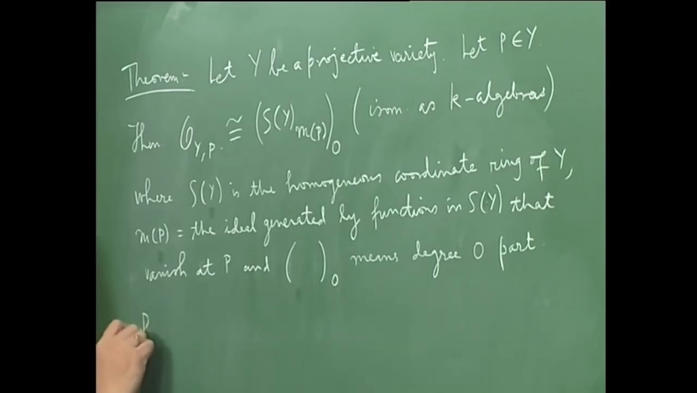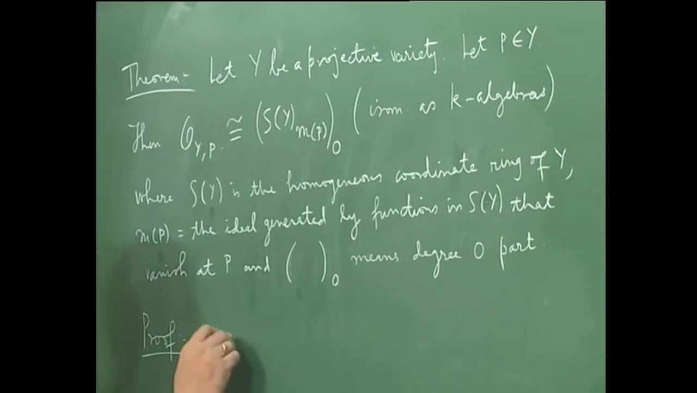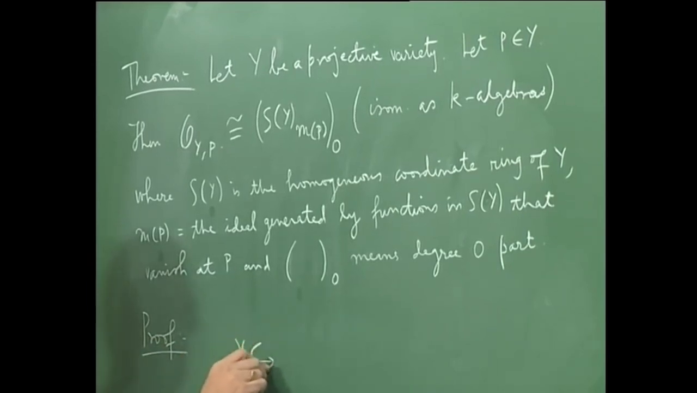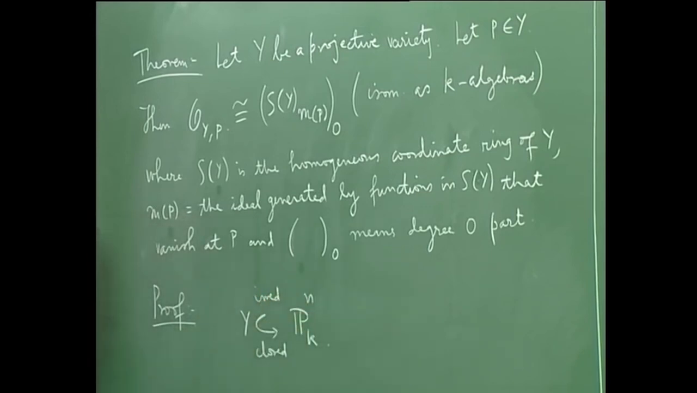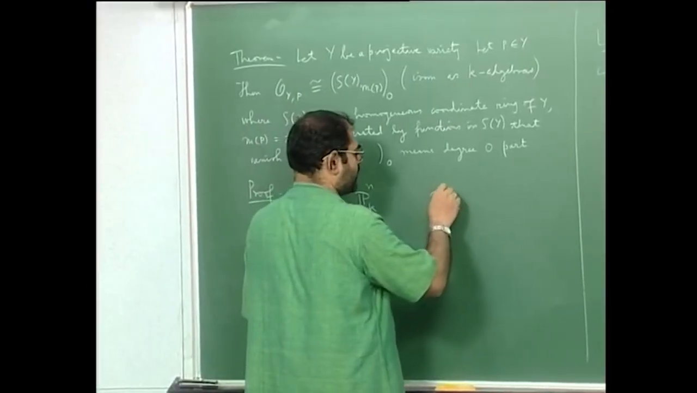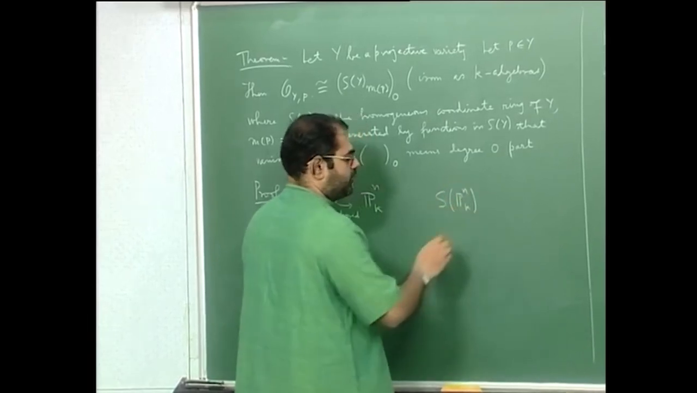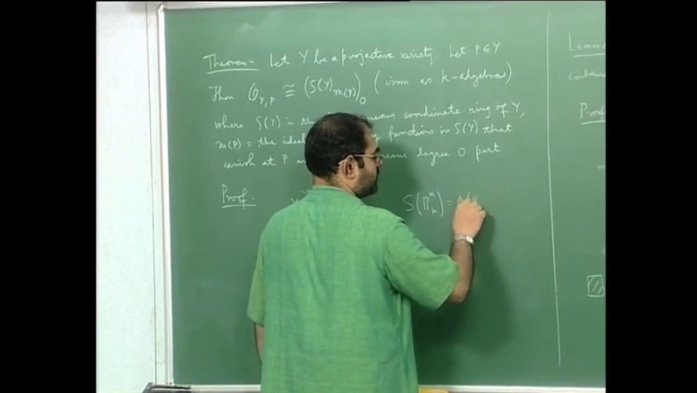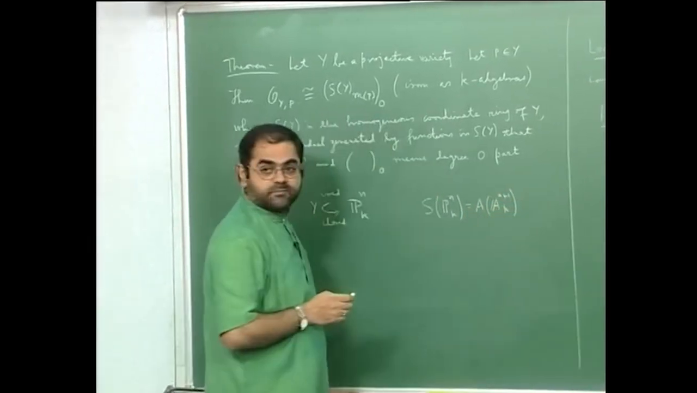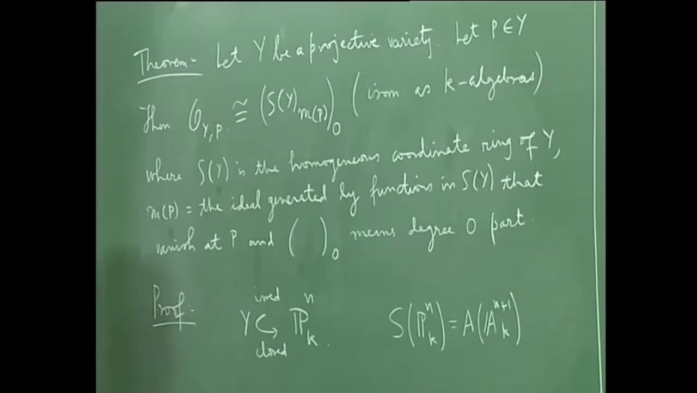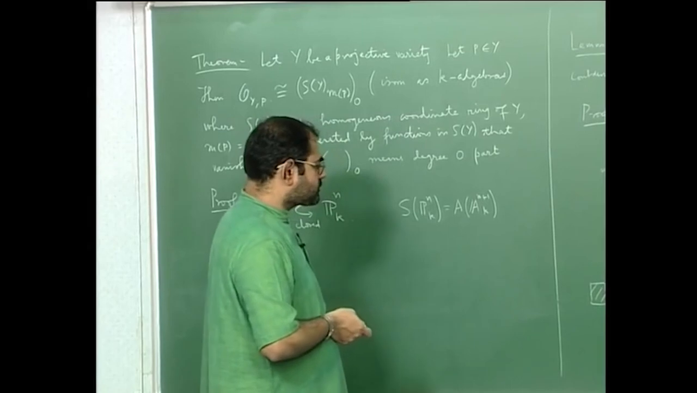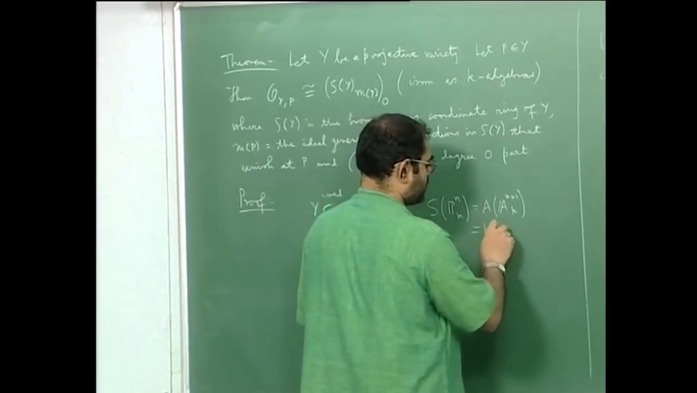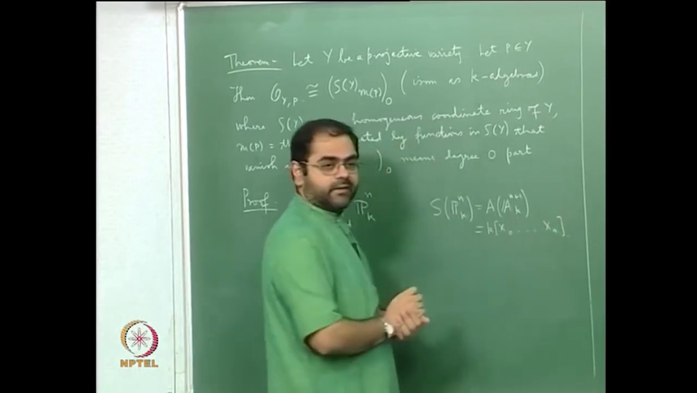So let me explain this. The situation is you have Y sitting inside as an irreducible closed subset of projective space. And then of course you have the homogeneous coordinate ring of the projective space, which is just the same as the affine coordinate ring of the affine space above, of which the projective space is a quotient, of course a punctured affine space. And this is going to be k[x_0, ..., x_n], a polynomial ring in n plus 1 variables.